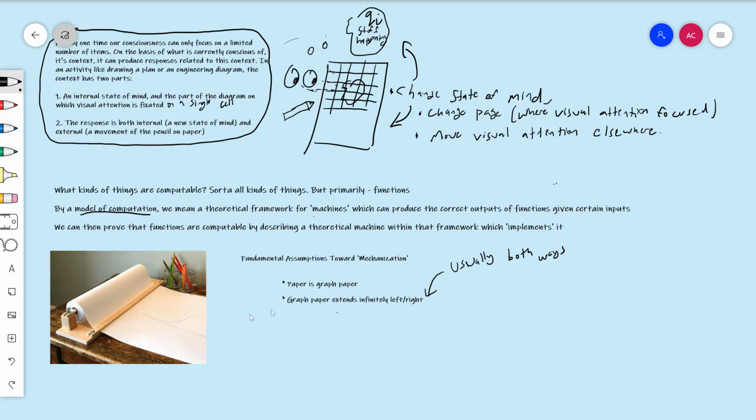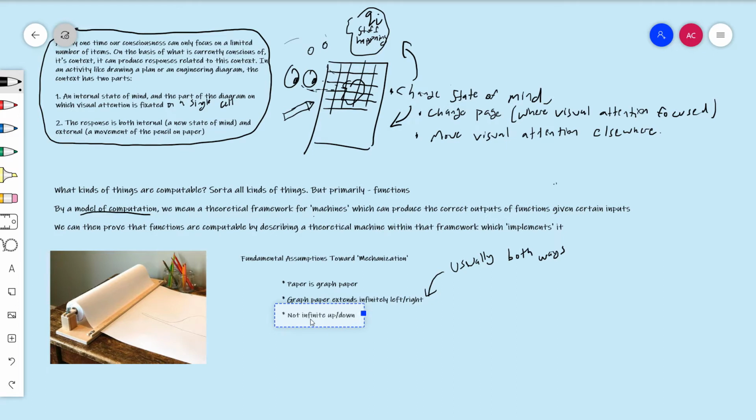But more importantly, or just as importantly, it's going to be finite, not infinite, in the up down, right? So we only have a certain number of rows on the graph paper. We have infinitely many columns, but we only have a certain number of rows, and that's just to simplify what we mean by infinite. We still have as much paper as we want.